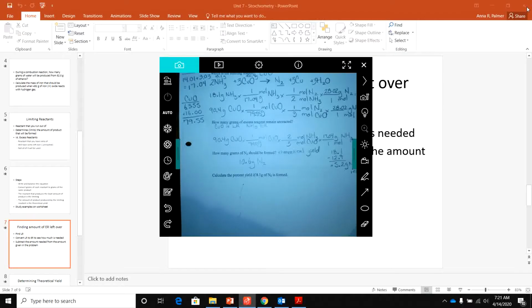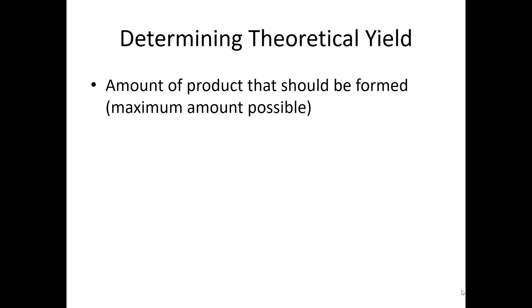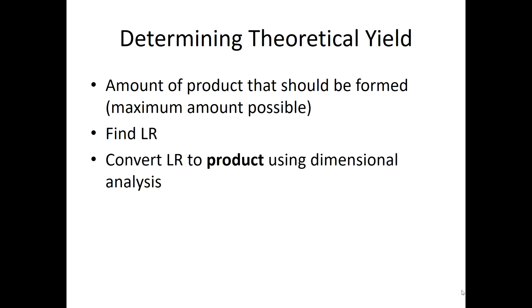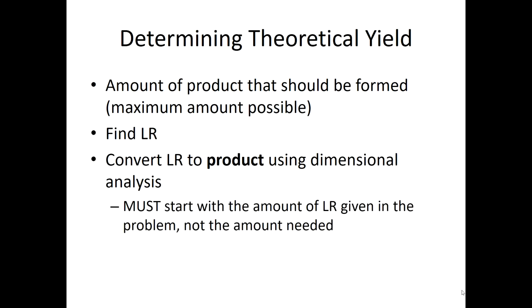All right, so now going back to our PowerPoint, I already talked about this, determining the theoretical yield. This is just some definitions for you. What is the theoretical yield? It's the amount of product that should be formed. It's the maximum amount possible. So remember, that is determined by your limiting reactant. We've already done this, but just to go through the steps, you find your limiting reactant, you convert your limiting reactant to the product using dimensional analysis. And like I said, you must start with the limiting given to you in the problem.